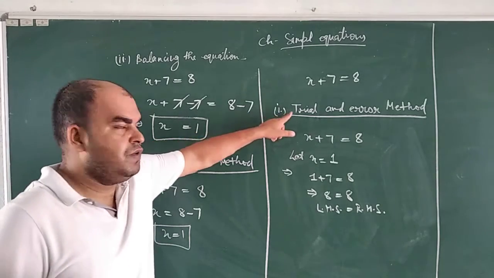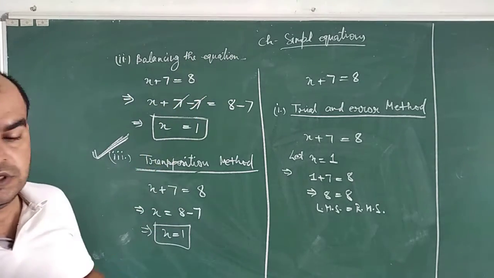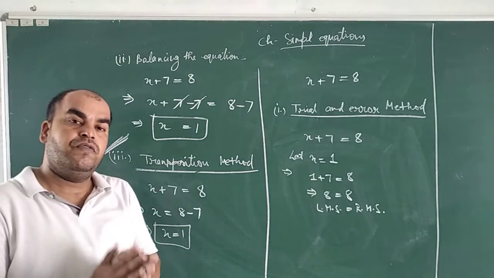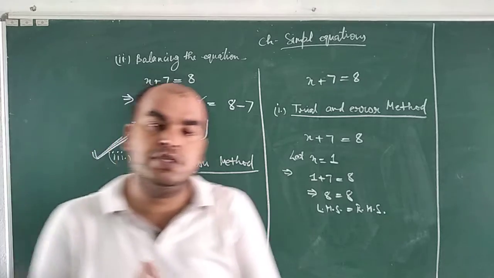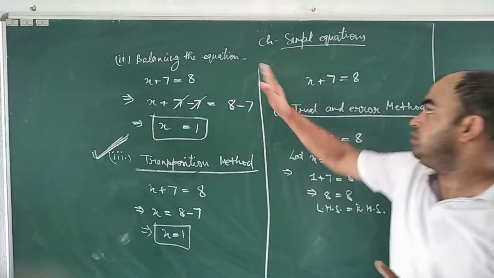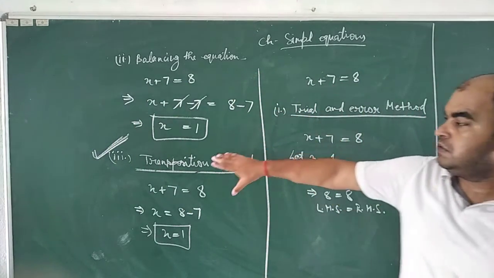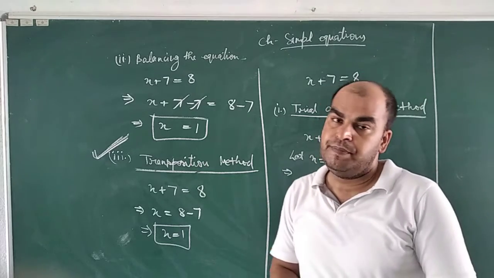Use the trial and error method and the balancing equation method when it is given in the question to solve by these methods, then you should prefer them. Otherwise you should solve by the transposition method.